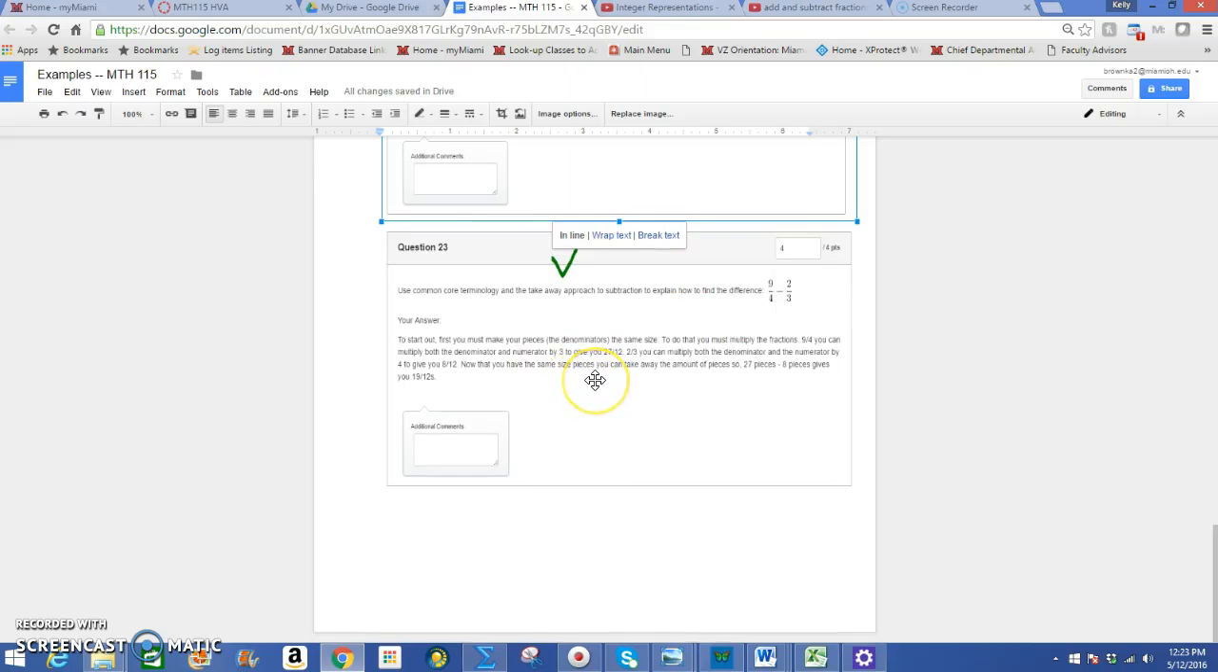Here is a beautiful answer. Okay? To start out, first you make your pieces the same size. To do that, you do this. Now that you have the same size pieces, you can take away the amount of pieces. She watched the video. She did a beautiful job. All right, so I'm going to get off my soapbox here. I hope I have made my point.